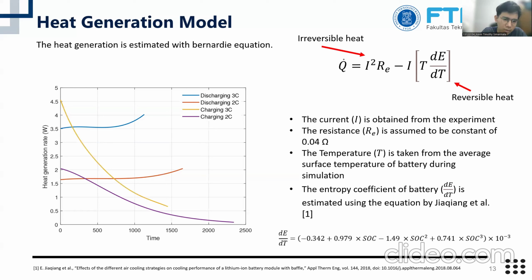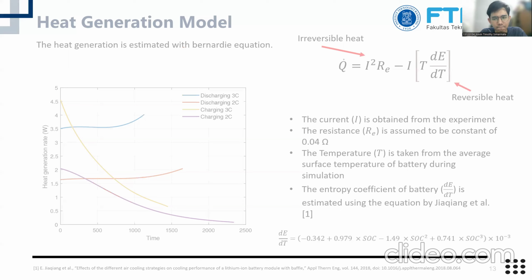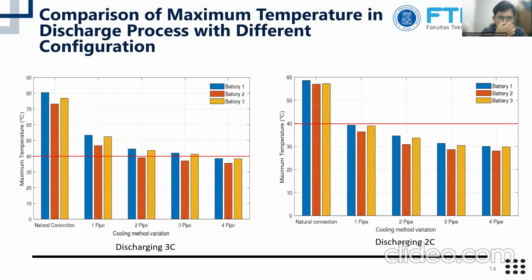And then the entropy coefficient of the battery is estimated using an equation by Jeon Young. So this is the equation. This equation needs the SOC, or state of charge, of the battery, which is also taken from the experiment. And then this is the result of the heat generation for the discharging process and charging process at 3C and 2C. Then this is the comparison of the maximum temperature in the discharge process with different configurations.